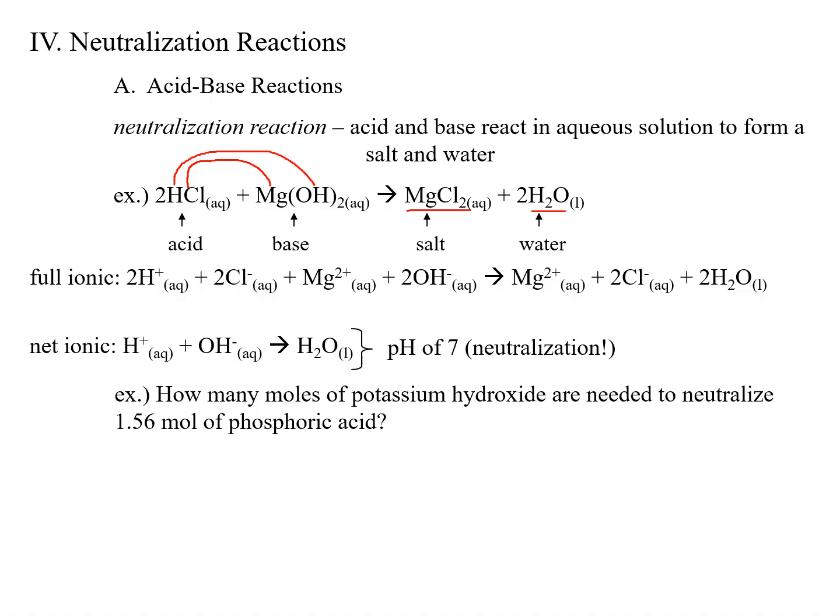I know it's a little bit of review. It's good. So we go back and kind of review how to do a stoichiometry type of problem, but we're going to do it with an acid-base reaction. So this says, how many moles of potassium hydroxide are needed to neutralize 1.56 moles of phosphoric acid.